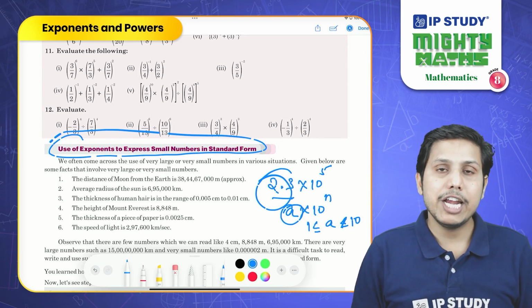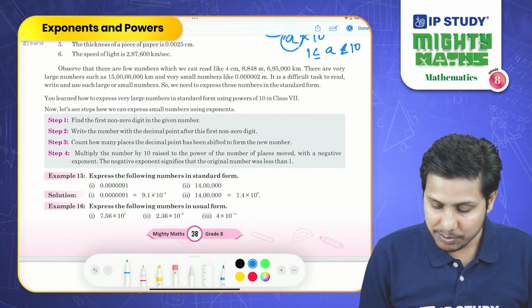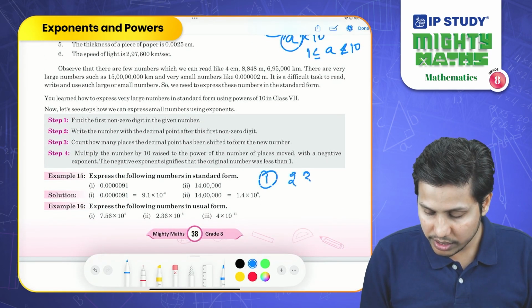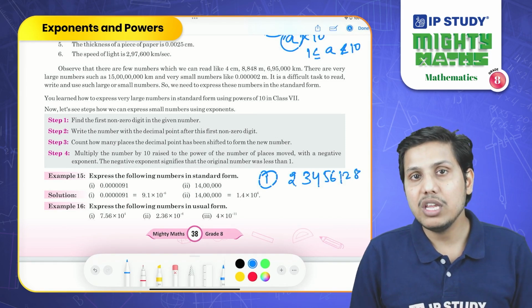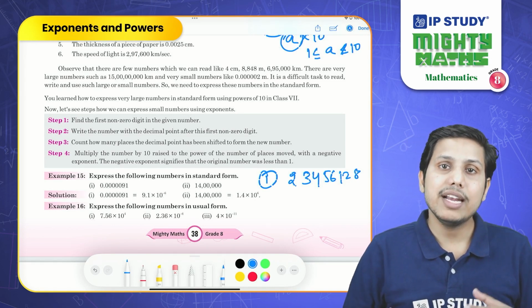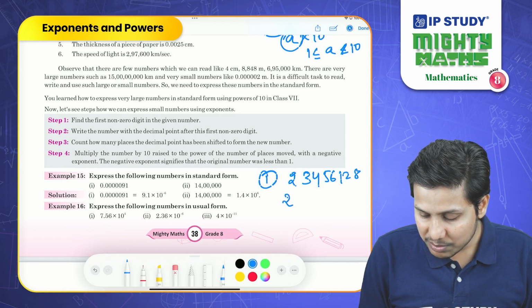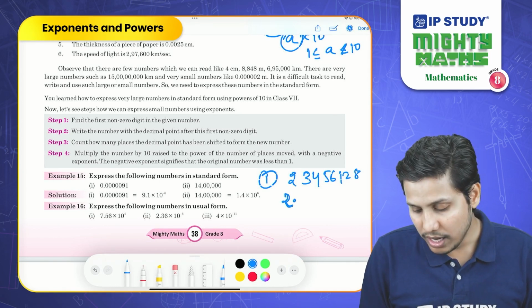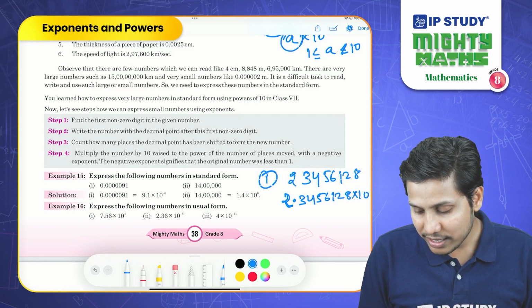So we already know how to do it. Let's recall by taking one example. Let's suppose we have 2, 3, 4, 5, 6, 1, 2, 8. Now this is a very large number, so we need to represent it in standard form so that we can deal with it easily. Yes, so we have to place the decimal after the first digit, that is 2, and we'll write it as 2.3456128, and we'll write times 10 raised to the power of.